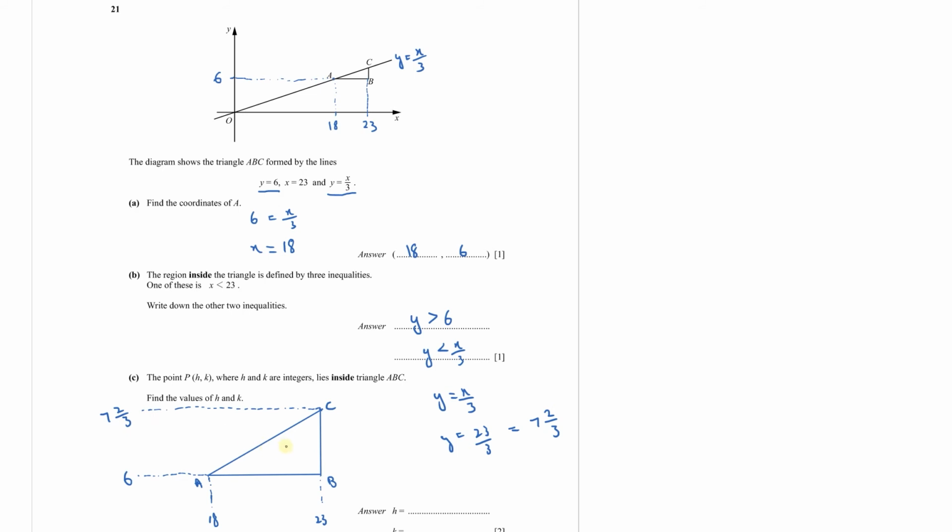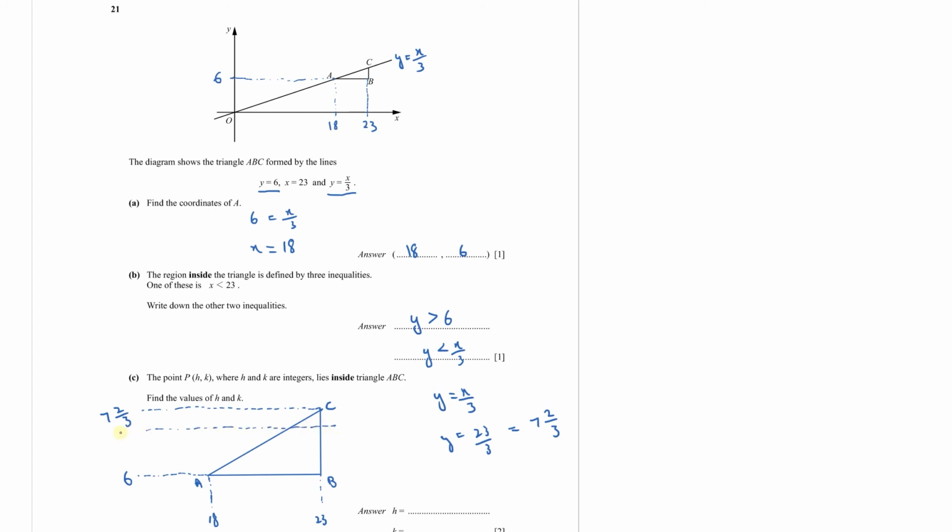Now we are looking for a point inside this triangle which has integer coordinates. Both h and k are integers. So what can be the value of k? This boundary is y equals 6, and the most upper point here is 7 whole 2 over 3. So the only possible integer value greater than 6 and less than 7 whole 2 by 3 is 7. So 7 will be somewhere here.